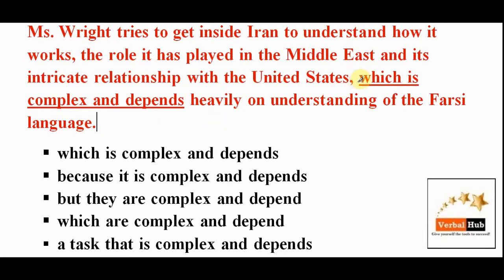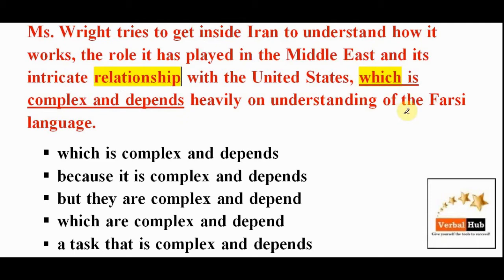First of all, modifier which. Alright, so which means what? United States or relationship? Fine. By the way, as per rule, which, that, who modifies its previous noun if it is. So United States, which is complex and depends heavily on understanding, gives incorrect meaning. What if which modifies relationship? In that case, it seems relationship is complex and relationship depends heavily on understanding, that gives incorrect meaning.